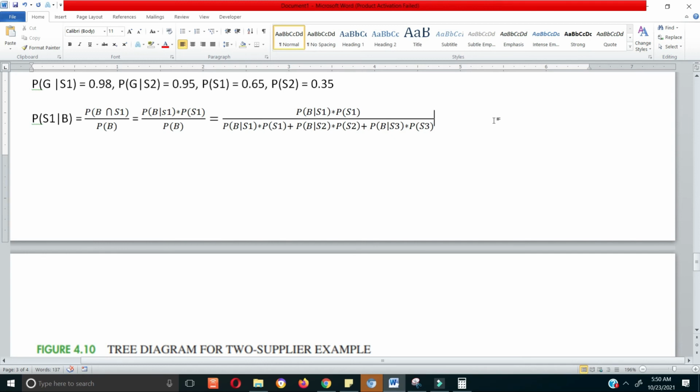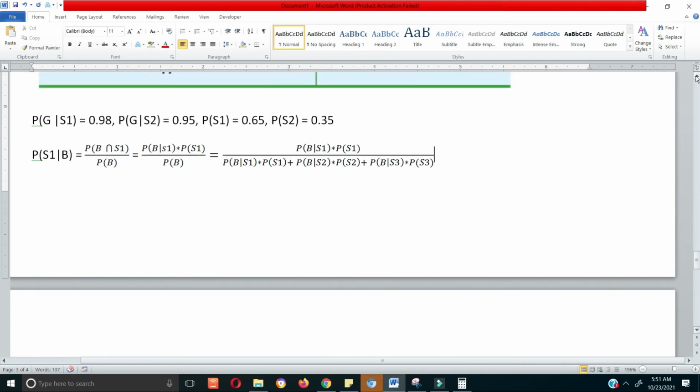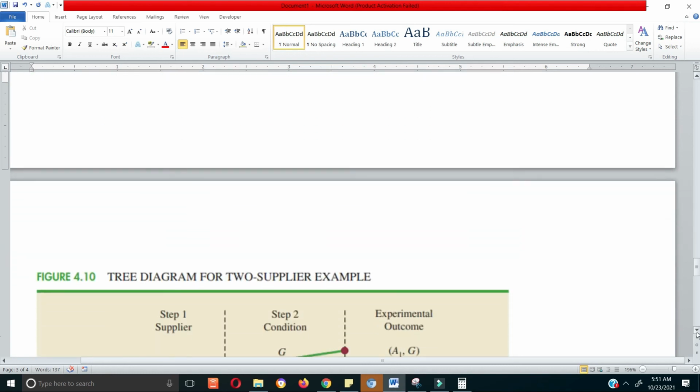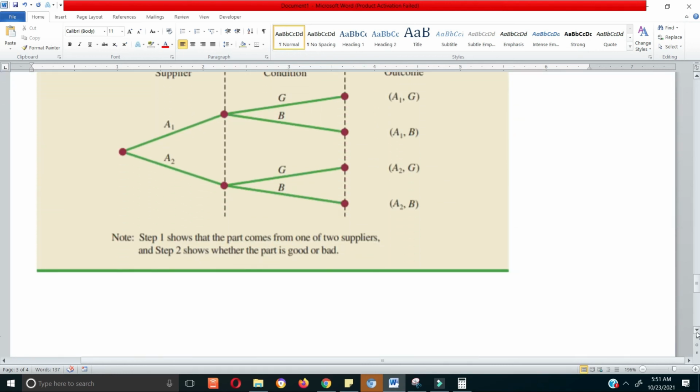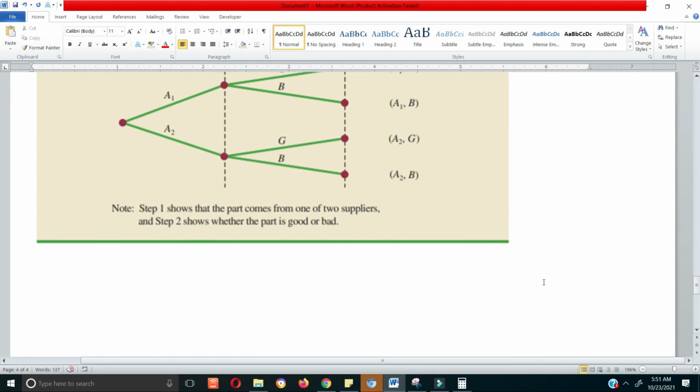Given that you pick a part and it is actually bad, you want to know the probability that it actually came from a particular supplier. This is basically how you compute it, and it is directly a result of these other things that you are looking at, the conditional probabilities and the multiplication law. So this brings us to the end of chapter 4.